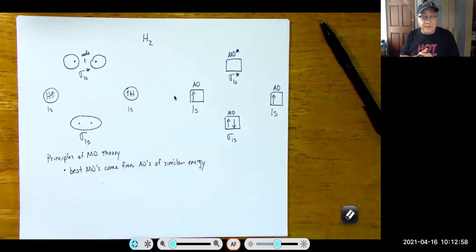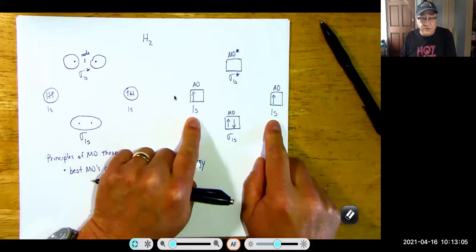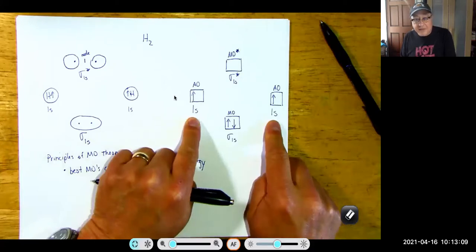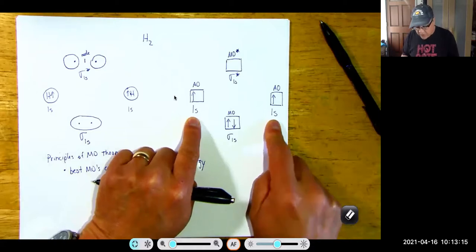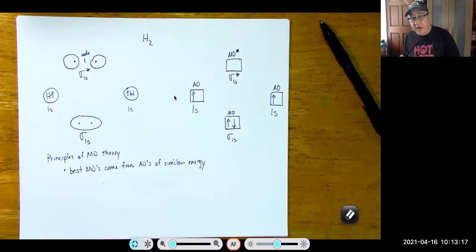Furthermore, you want them from the same orientation. So you would not do a 2px and a 2py. You wouldn't do that. You do a 2px and a 2px, a 2py and a 2py, and make MOs out of that. But you would not do it out of a px and a py. Okay, so the best MOs come from AOs of similar energy.